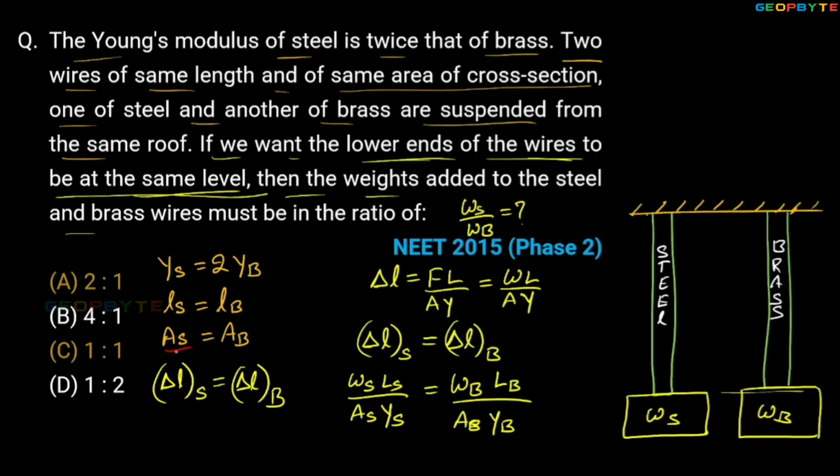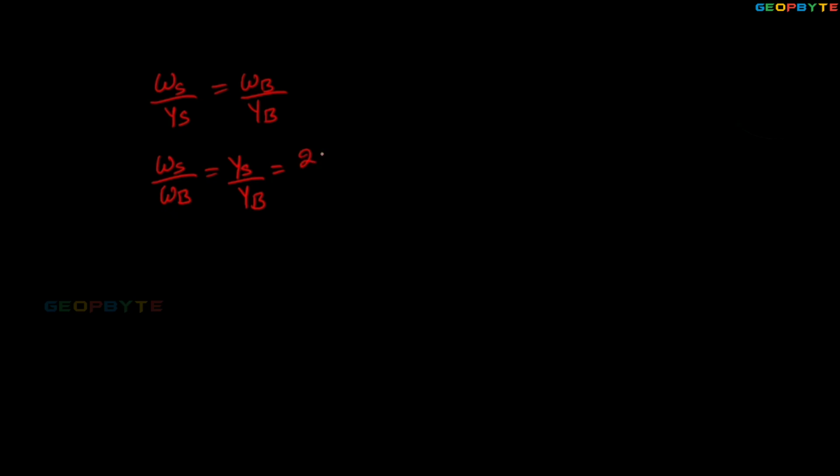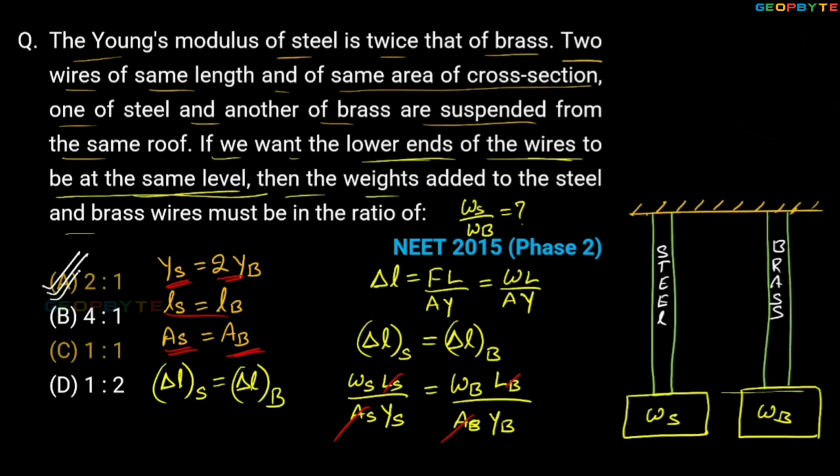Given that area of cross section for steel equal to brass, these two are cancelled. Similarly, lengths are equal, L_S equal to L_B. From that, I can write that W_S by Y_S equal to W_B by Y_B. From this, weight of the steel by weight of the brass equal to Young's modulus for steel by Young's modulus for brass. It is given that Young's modulus for steel is 2 times the Young's modulus for brass, so it is 2 times Y_B divided by Y_B, equal to 2. So the conclusion is weight of the steel divided by weight of the brass equal to 2. That is the answer. Otherwise, weight of the steel to weight of the brass is 2 is to 1. Look at the options. Option A is absolutely correct.